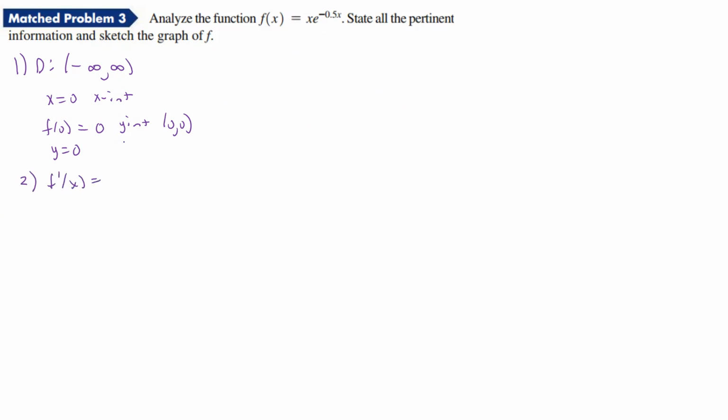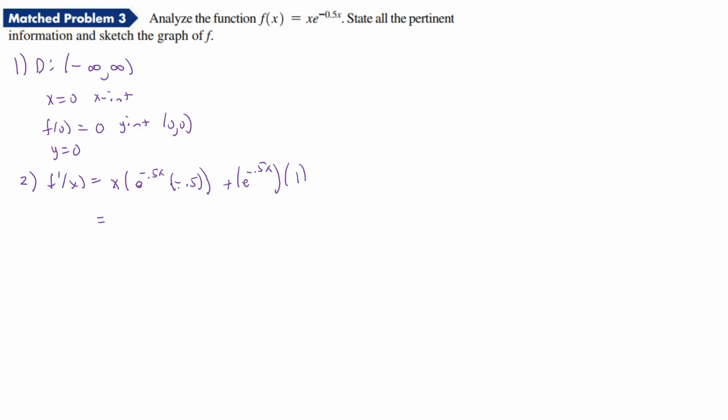All right, so this is going to be a product rule. And so what we'll do is we'll take our first times the derivative of the second. So it's going to be e to the minus 0.5x, and then times the derivative of the inside part, so that's a negative 0.5. So we'll put a negative 0.5. And then plus e to the negative 0.5x times the derivative of the first, which is just going to be 1.